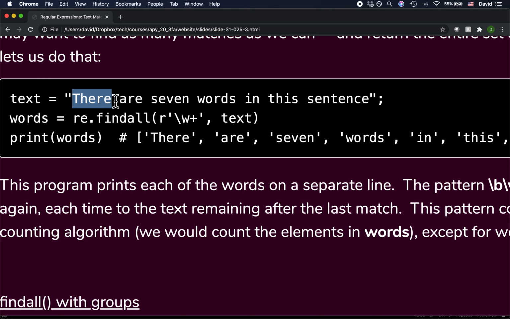It's going to find the first group, the first one or more word characters. Then it's going to stop matching, but it's going to keep going and say, oh, one or more word characters, okay. One or more word characters, okay. It can find them all, and it's going to return them in a list.